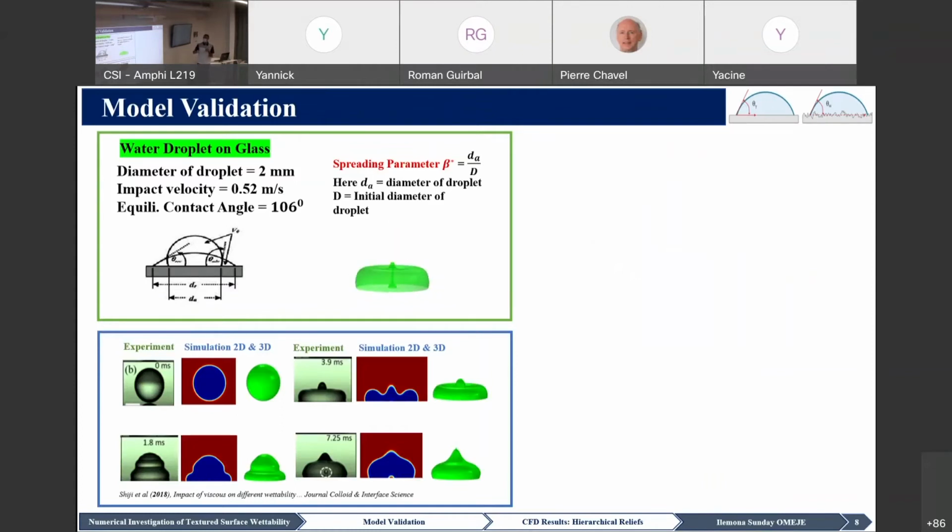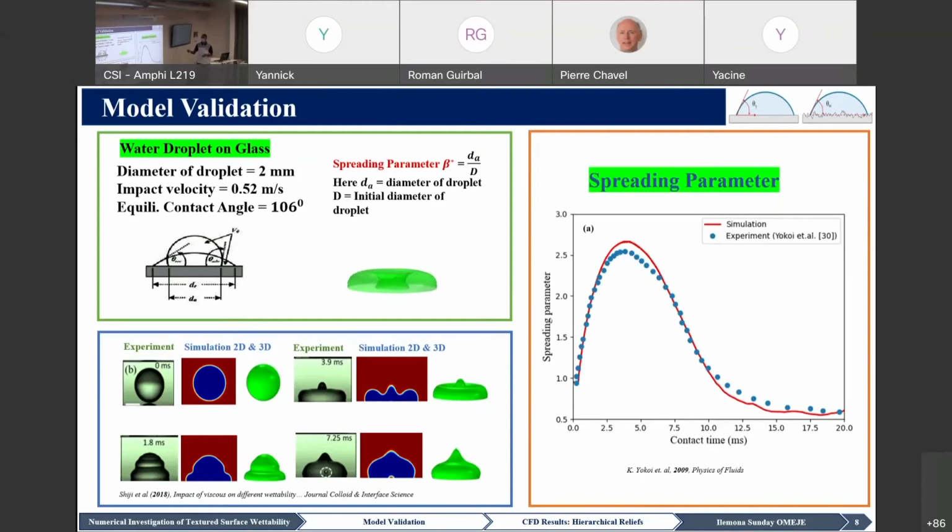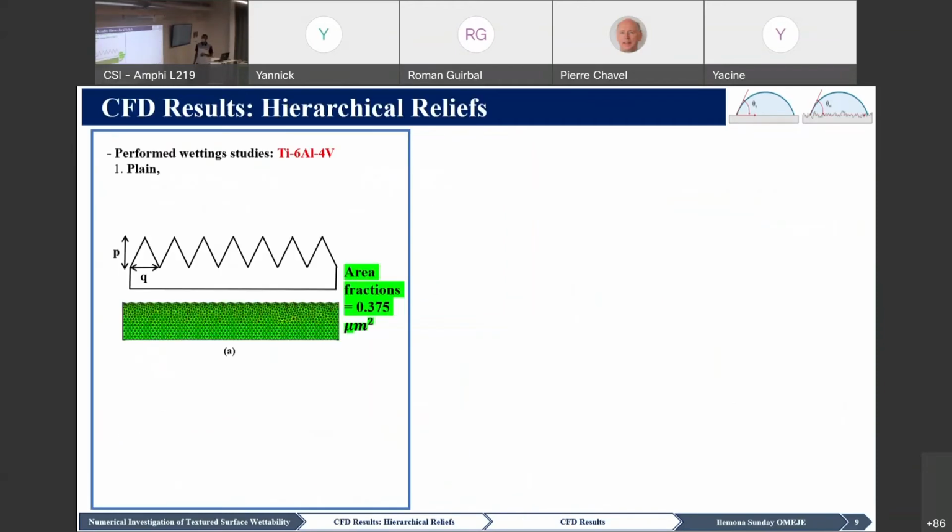And also, we found the spreading parameter, which is the diameter of the droplet on the glass over the initial diameter of the liquid droplet. And as you can see on the plot, the result of our simulation is close to the experimental prediction, and this gave us the confidence to further adopt our model on the triangular surface and hierarchical relief we created. So we moved on.